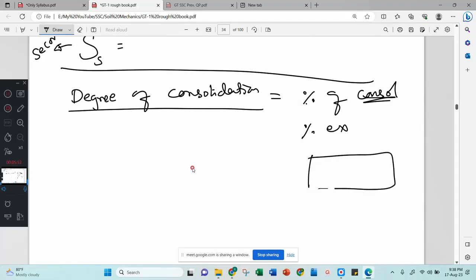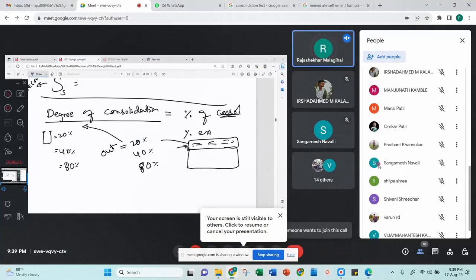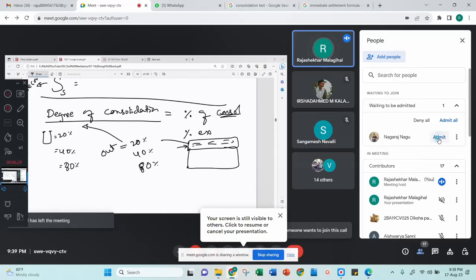If you have a soil like this, let us consider this much water is there. If 20% of water is out, then the degree of consolidation is 20%. If 40% of water is out, degree of consolidation is 40%. If 80% of the water is out, then degree of consolidation is 80%. Now we easily get the meaning: degree of consolidation is nothing but percentage of expulsion of water.